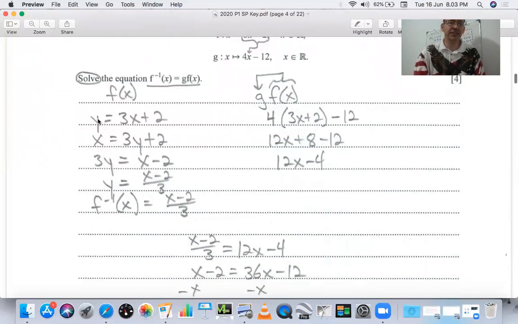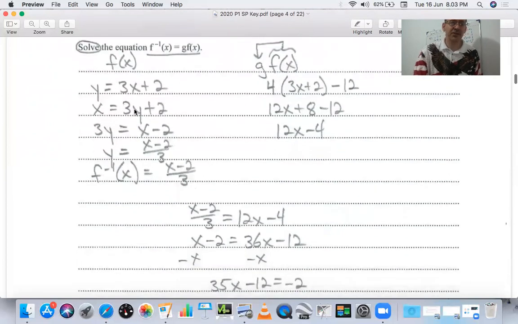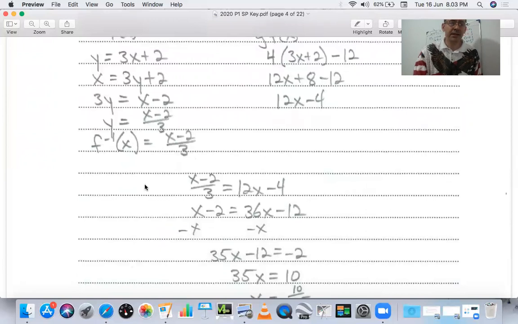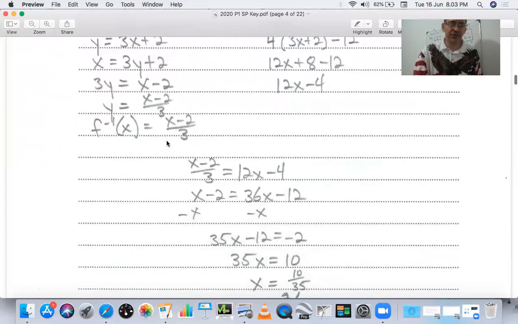Here's our f of x, y equals 3x plus 2. And you know the rules, switch x and y, solve for y. So we switched our x and y, and then to solve for y, we subtract 2, and then we divide by 3, and then I rewrote it in inverse function notation.